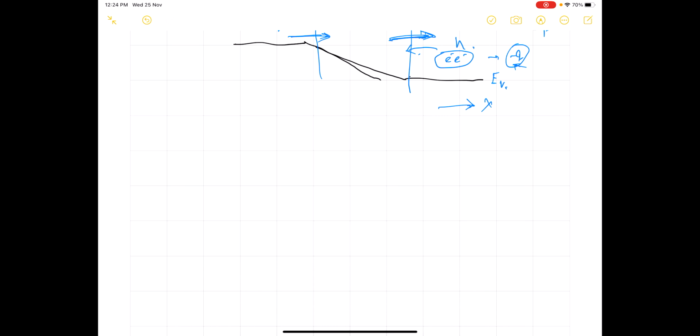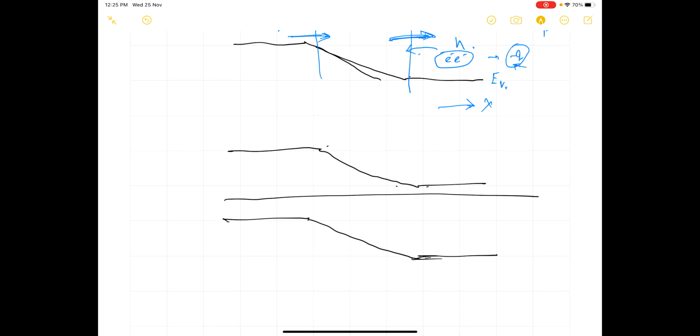So this is n type, and say this is this, then it comes here, and we have the Fermi level which is say lying here. Okay, so this is EF.